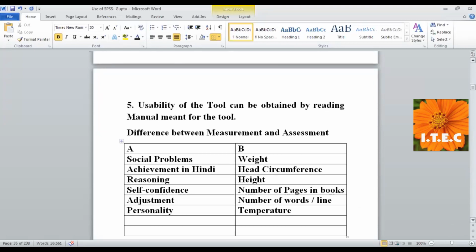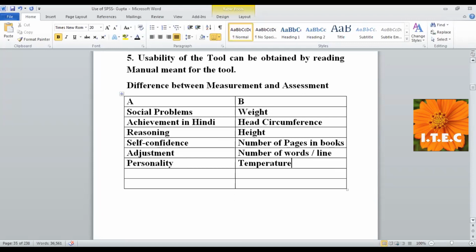Now, are you able to find out what is common under A and what is common under B? Whatever is common under A is not common under B. Whatever is common under B examples is not common under A. So can you tell me what common characteristics you find under A?